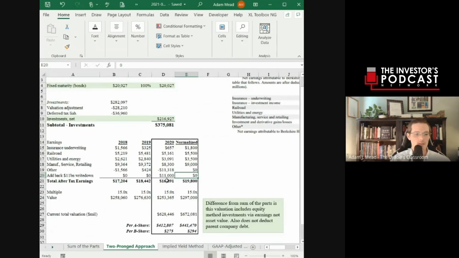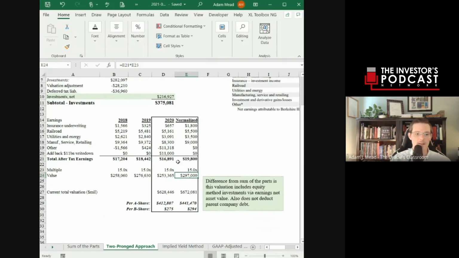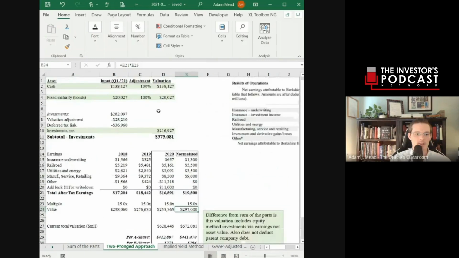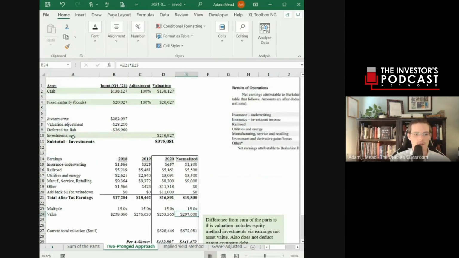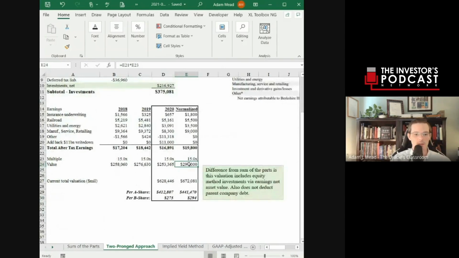And so what this is telling me is that the after-tax earnings from 2020 of about 16.9 billion, maybe on a normalized basis should be about 20 billion. I've then taken the same multiple that I used in the sum of the parts, and I've said, okay, Berkshire's operations are worth just a tad under 300 billion. And so I add the investments, and I'm just using that as a catch-all for cash, bonds, equity method, and the stocks here, and saying that it's worth, as a whole, 672 billion.